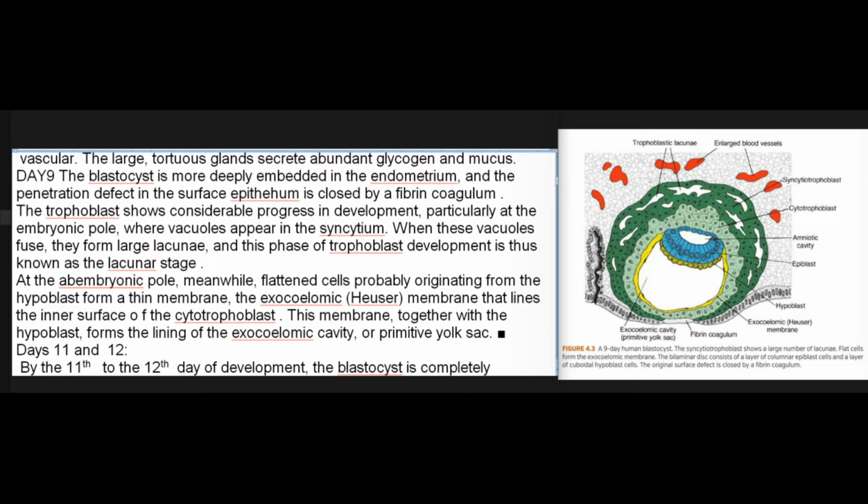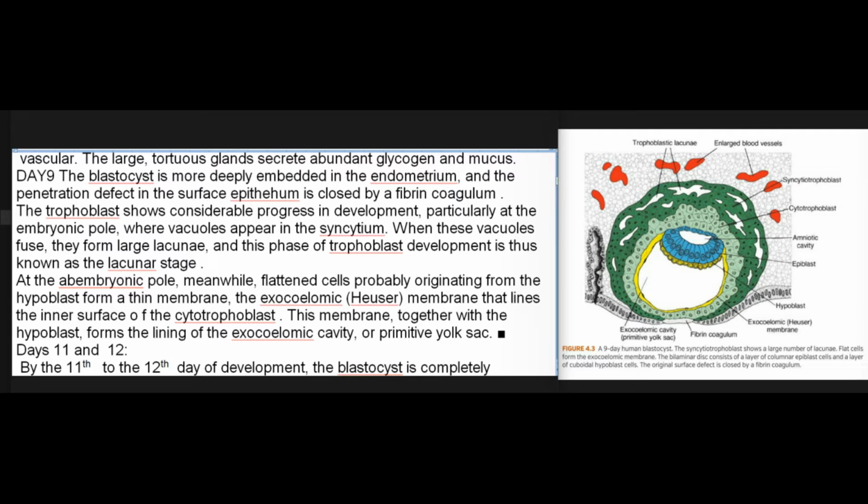The trophoblast shows considerable progress in development, particularly at the embryonic pole, where vacuoles appear in the syncytium. When these vacuoles fuse, they form large lacunae, and this phase of trophoblast development is thus known as the lacunar stage. At the embryonic pole, meanwhile, flattened cells probably originating from the hypoblast form a thin membrane, the exocoelomic, or Heuser's, membrane that lines the inner surface of the cytotrophoblast. This membrane, together with the hypoblast, forms the lining of the exocoelomic cavity, or primitive yolk sac.